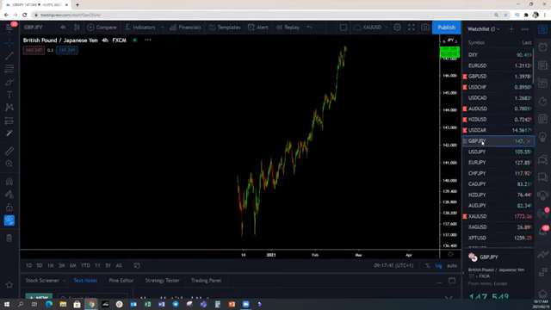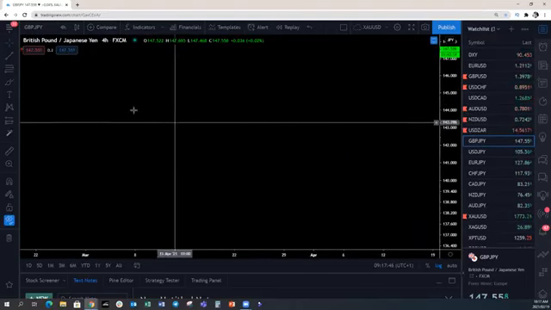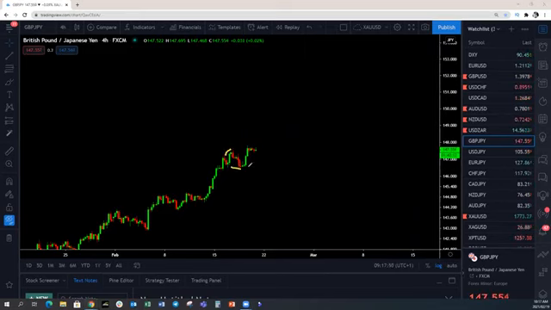Pound yen. Right, so pound yen, we'll be looking for this to continue higher, making another continuation. So pound yen, we've been doing the same thing as we're doing on the indices, just looking for continuation patterns to the upside. So as soon as this one confirms upside, you take that trade.